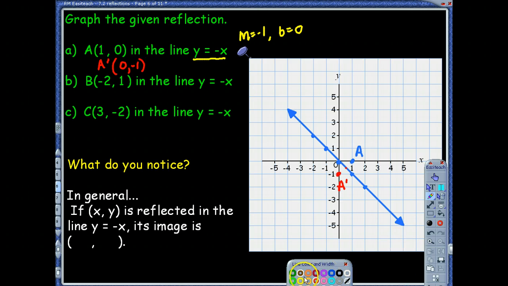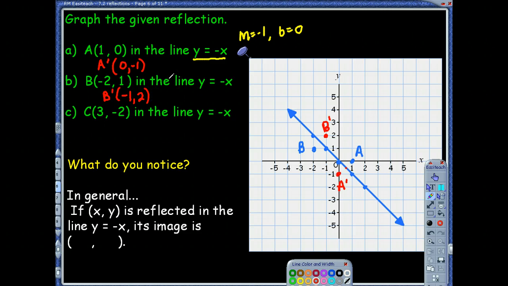Now, I'm going to encourage you when we do this next one, after we do it, think about if you're noticing a pattern yet. So -2, 1, there's your B. If I reflect that across that line y = -x, well, that's still just a half diagonal away. Those little half diagonals are kind of nice. Down 1 to the right 1, yep, that'd be my slope of +1. So B prime would be -1, 2.